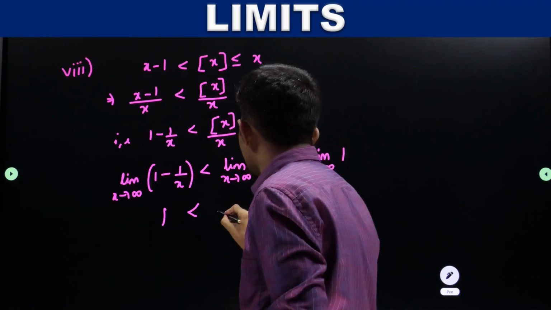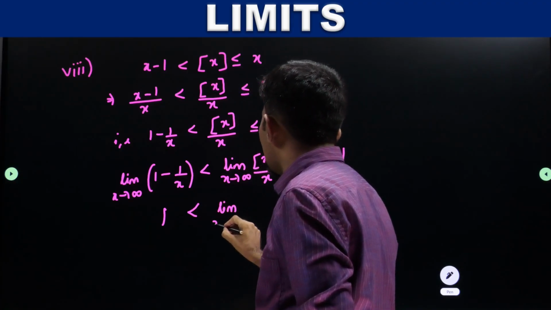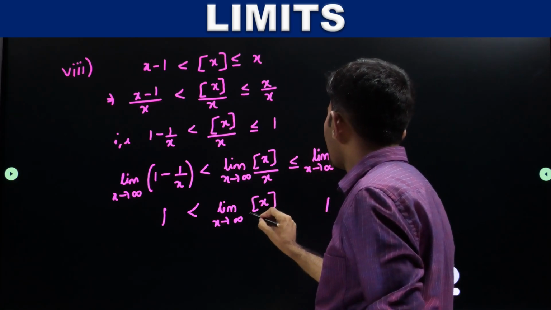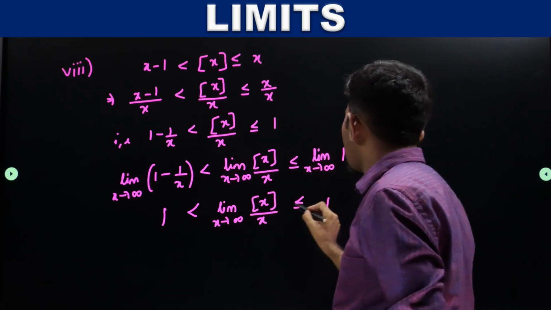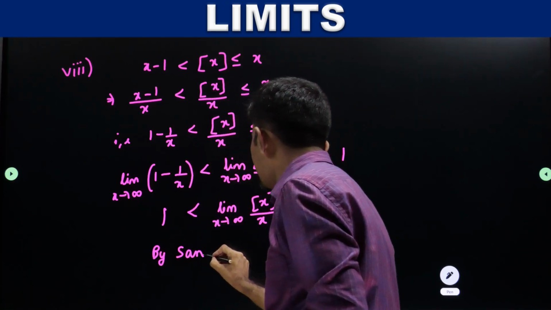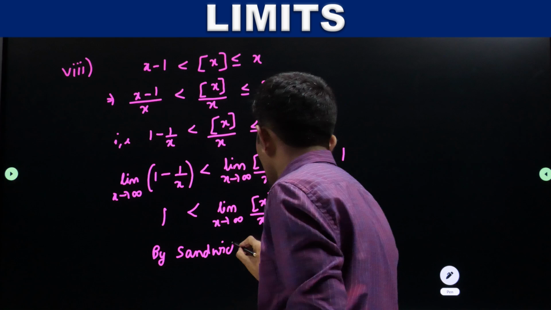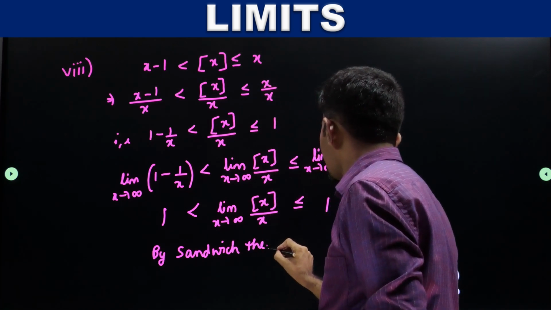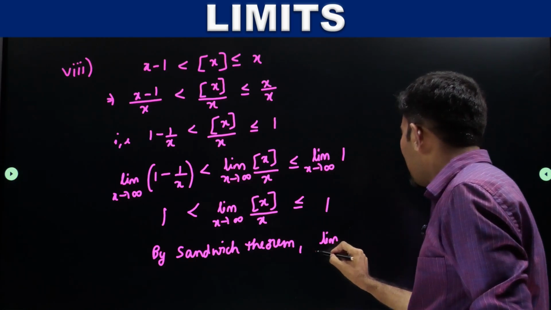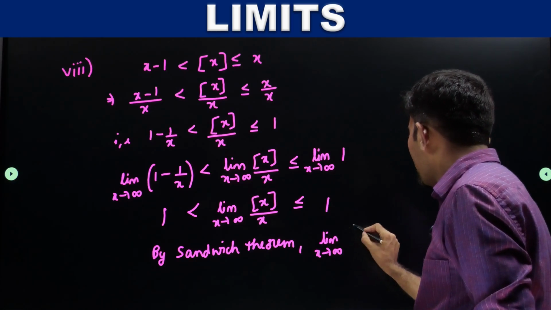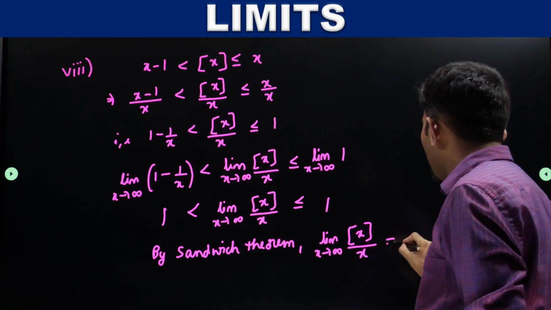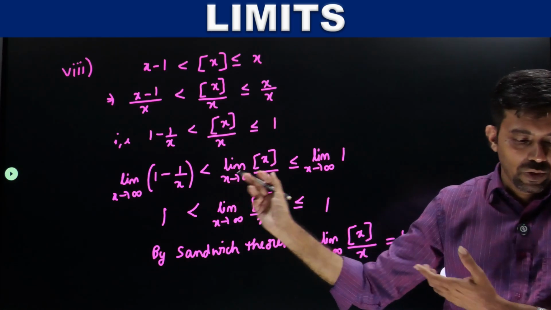So this is a sandwich. Using the sandwich theorem, we can conclude that limit x tends to infinity of greatest integer value of x divided by x is equal to 1. Please make a note of this.